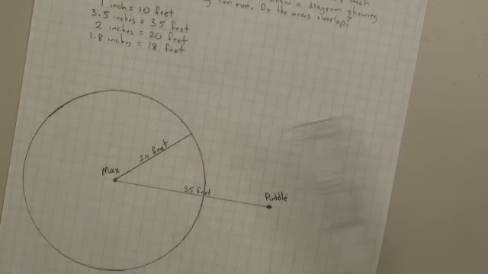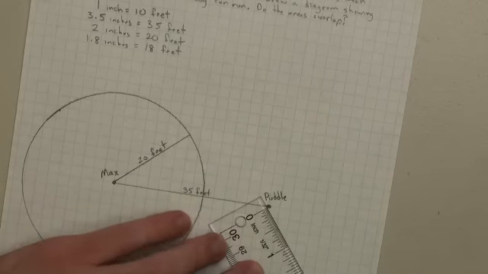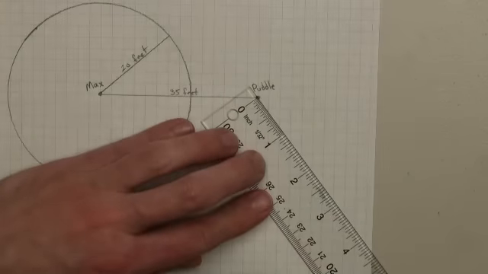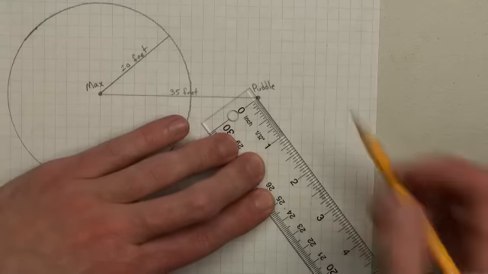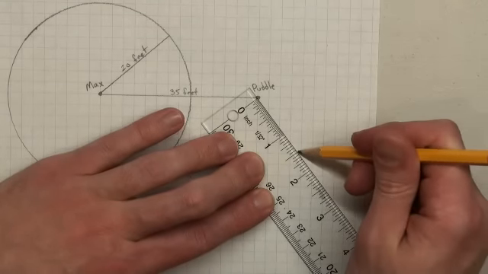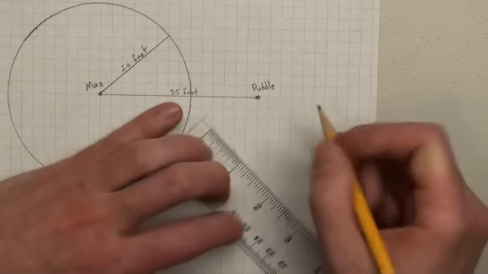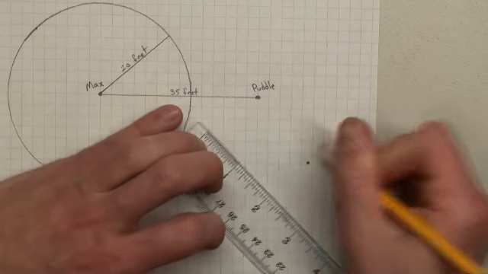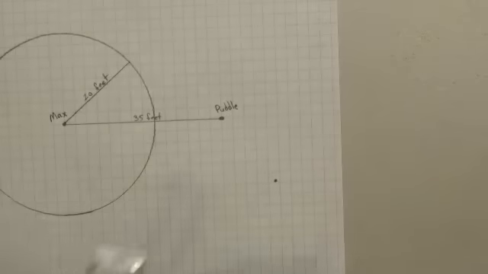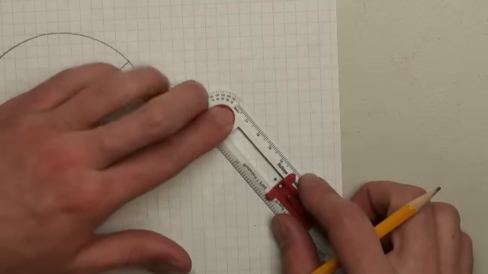So I'm going to go 1.8 inches from Puddle in any direction, it doesn't matter, and make a point. So 1.8 inches, if this is 1.5, right here would be 1.75, so it's a little bit more. It's right about here. It doesn't have to be exact. It's got to be close. So now I do a circle around Puddle.